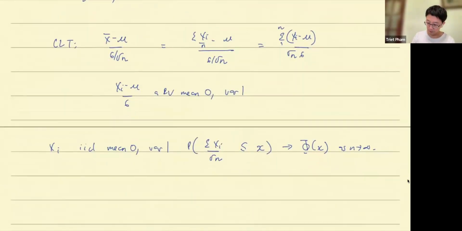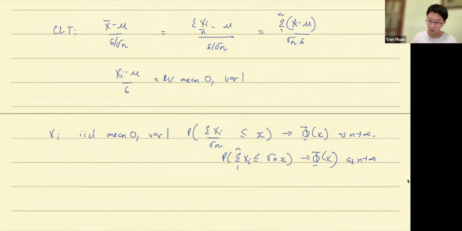Now, of course, the advantage of this is that it's the probability that the sum of xi is less than or equal to root n times x, because I can multiply both sides by root n. And to investigate this, remember, this is about the distribution of a sum. And remember, the MGF is a nice thing to look at here. So let me switch notation to M, because phi has been used to denote the CF.